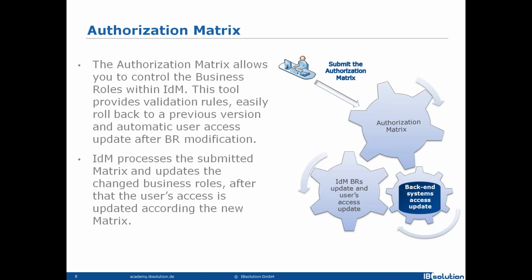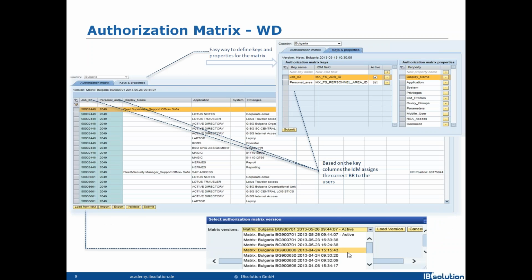First, we will start with the authorization metrics. The authorization metrics allows you to control the business roles within IDM. This tool provides validation rules, easy rollback to a previous version, and automatic user access update after business role modification. IDM processes the submitted metrics and updates the changed business roles. After that, the user access is updated according to the new metrics, and the access is provisioned to the backend systems.